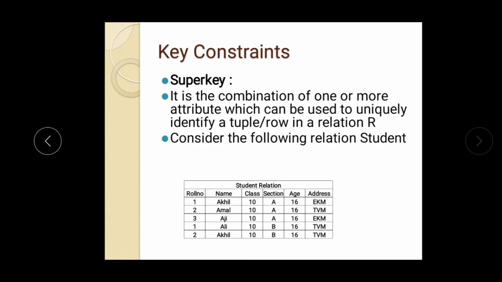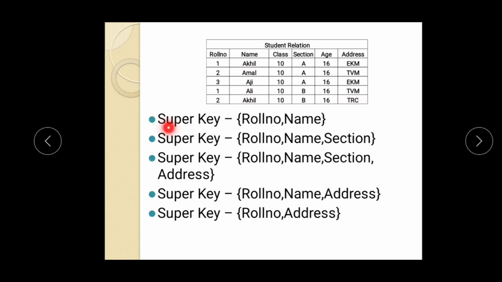So what are the possible combinations we can assume? First of all, I have considered roll number and name as a super key. Yes, roll number and name can be considered, because in this particular relation instance of the table, roll number and name is not repeating. For example, there is no roll number 1 Akhil, there is no such value here, only roll number 1 Ali is there. So roll number, name can be considered as a key.